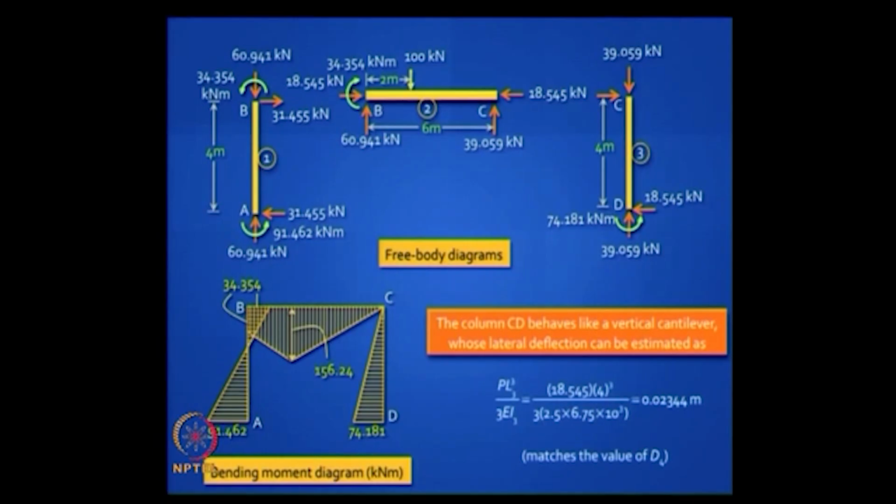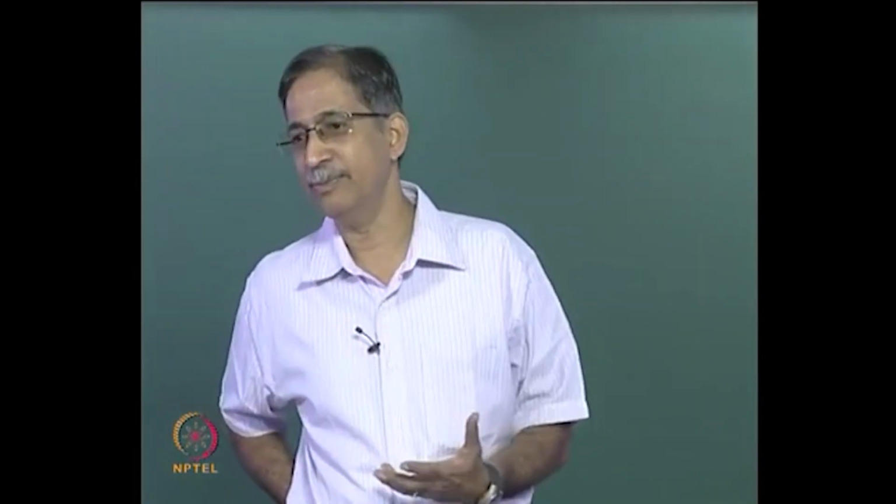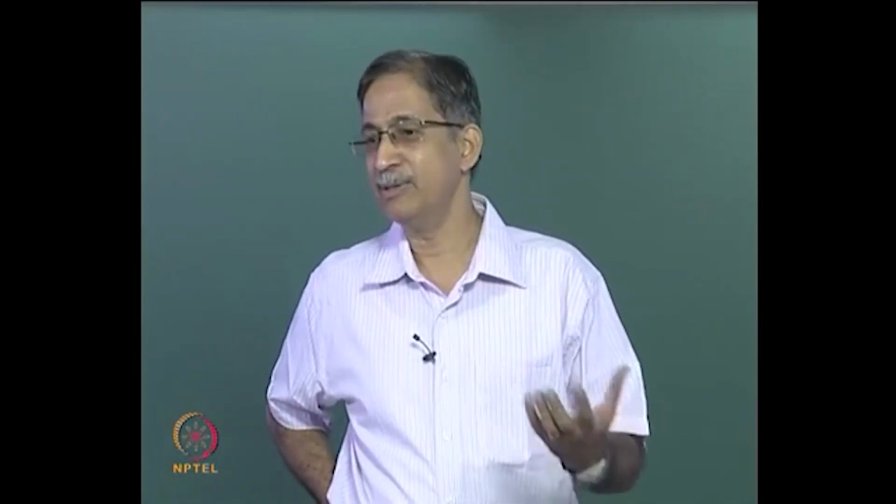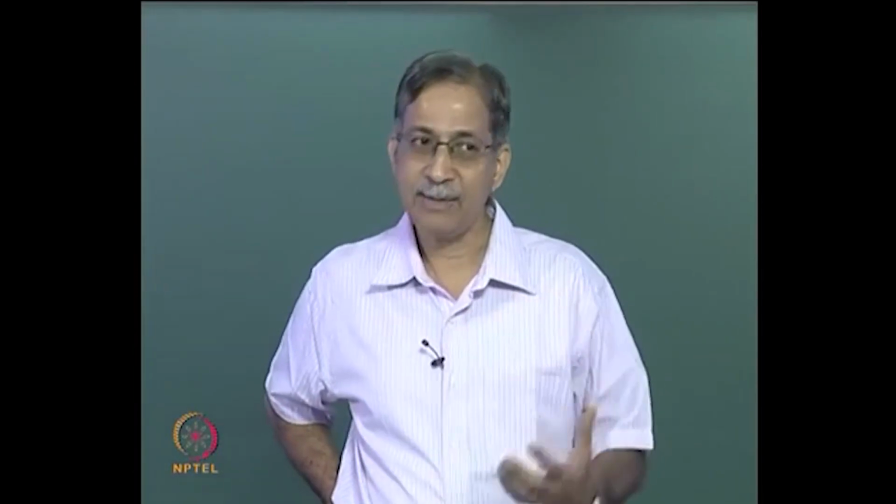If you isolate CD as a cantilever, you have a vertical load which does not cause bending, and you have a lateral load. What is the lateral load? 18.545, and you know the formula PL cubed by 3EI. You plug it in, you get exactly the same answer that we got the hard way, 23.44. These are small checks you need to do, and as an engineer you should always be suspicious of the results that you get from a software. You need to check with your intuition and some thumb rule calculations to validate your solution.